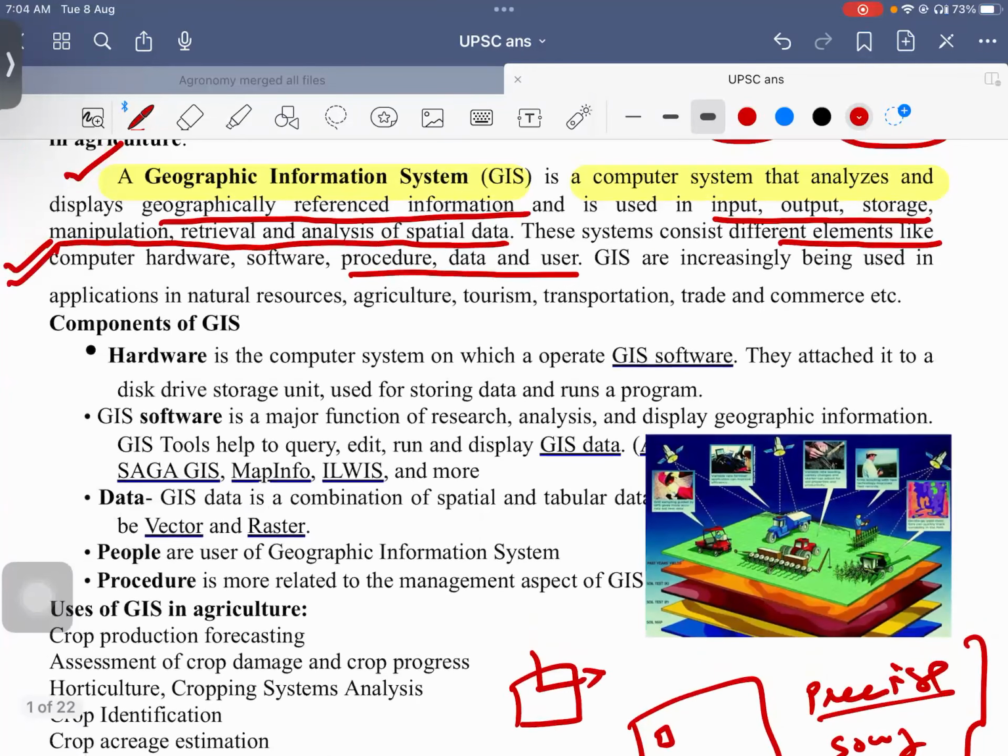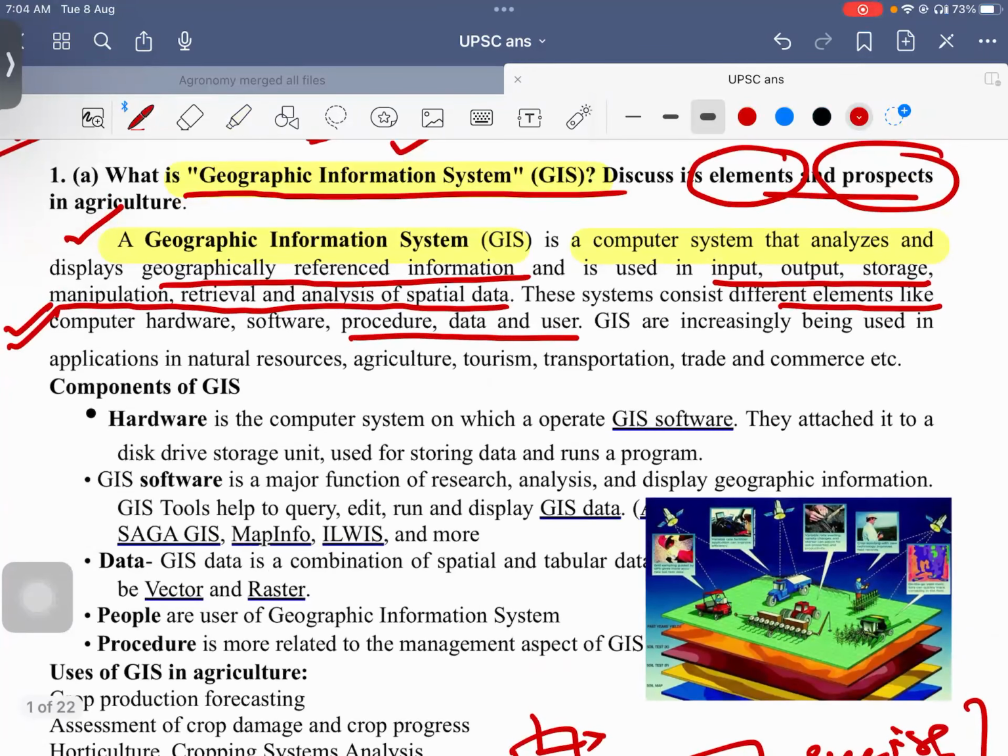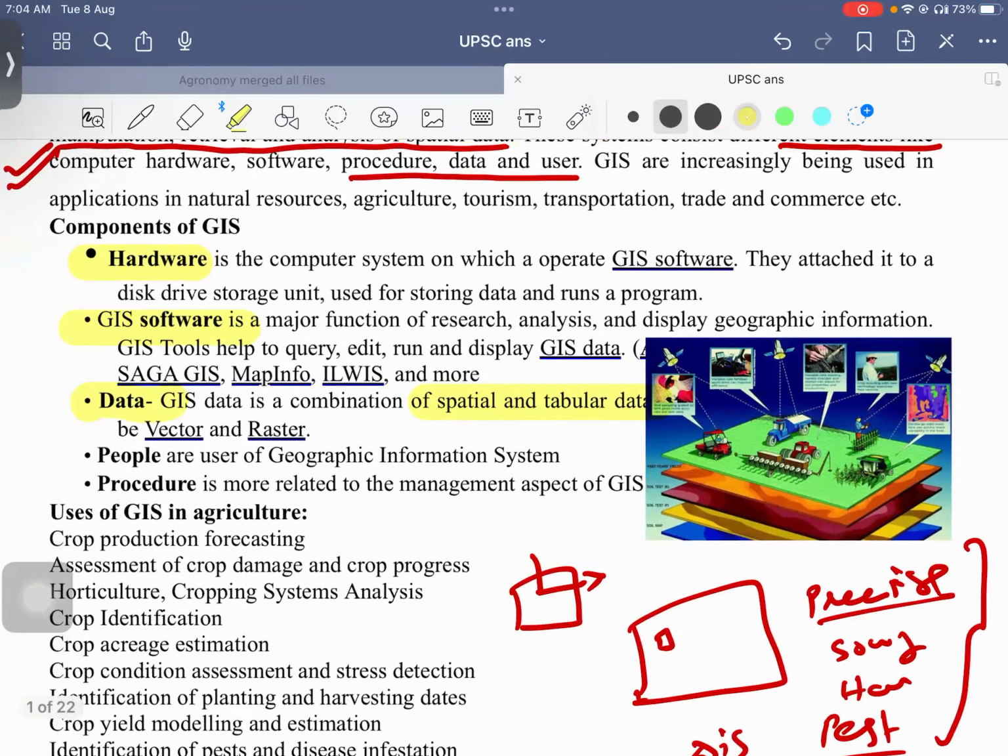So what are the components, the first part of the question, the elements or components. In components, we have hardware. We need hardware, like a computer, for this system. A GIS software is also needed. And the data, wherein we are going to give spatial and tabular data. So you understand, I think.